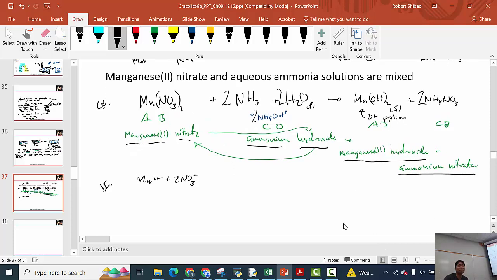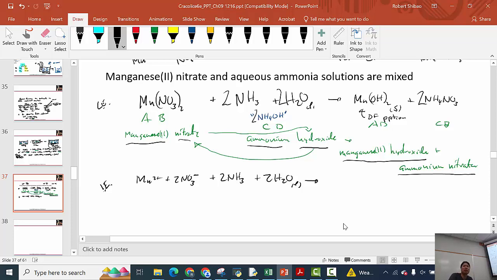Plus 2 ammonia, plus 2H2O. Okay, all these are aqueous, but H2O is liquid, so we'll put an L there for liquid. How about manganese 2 hydroxide? Ammonia is not a strong acid, not a strong base, not a soluble salt. Water is not a strong acid, not a strong base, not a soluble salt. So we leave those alone.